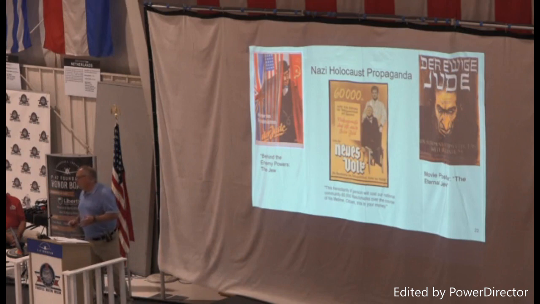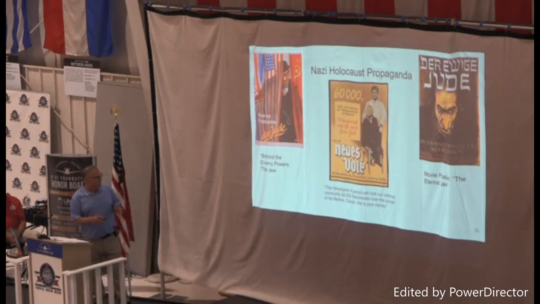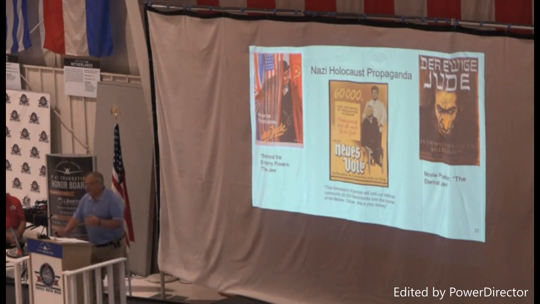were persecuted in the Holocaust. Here you see a poster from Germany that says, The hereditary ill person will cost our national community 60,000 Reichsmarks over the course of his lifetime. Citizens, this is your money. So, propaganda against the disabled. And they were victims of the Holocaust as well.